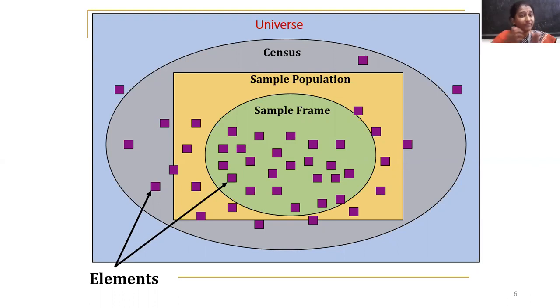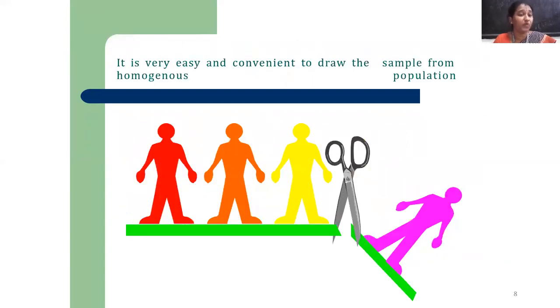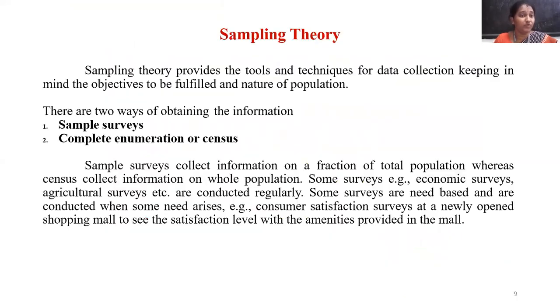Sample unit means you split the data again into different categories; if you take that, it is called a sample frame. It is very difficult to take a sample when you have heterogeneous data. At the same time, if you have homogeneous data, it is convenient to draw the sample. So we have to identify what is meant by heterogeneous and what is meant by homogeneous data.